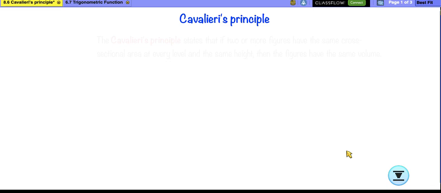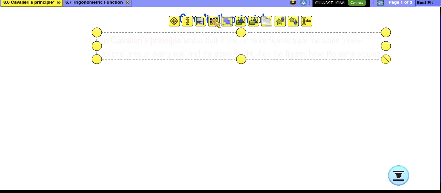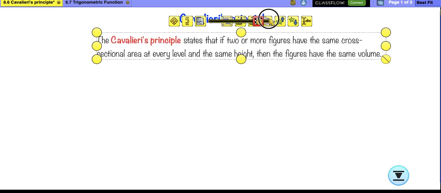So today we are going to introduce another topic. This topic will give us a new perspective to look at volume. And this topic is about Cavalieri's principle. So you may wonder, what is this? Let's quickly check the definition of Cavalieri's principle.